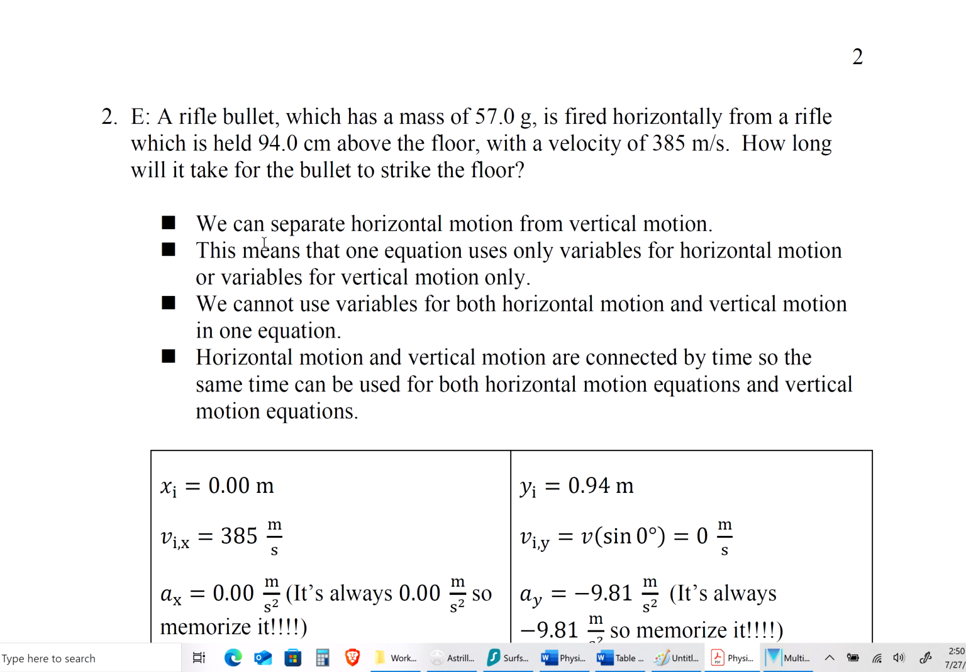Question number 2. A rifle bullet which has a mass of 57 grams is fired horizontally from a rifle which is held 94 centimeters above the floor with a velocity of 385 meters per second. How long will it take for the bullet to strike the floor? So we want to know the time it takes for the bullet to go from 94 centimeters above the floor to the surface.